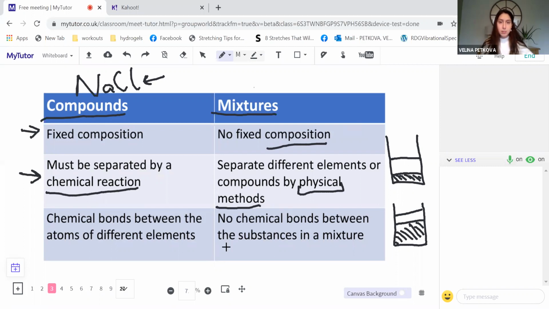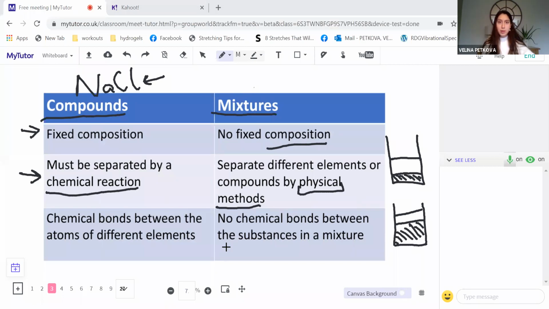Any questions about mixtures? Is cake batter a mixture? Yeah, it is. There are no chemical bonds between your ingredients. Brilliant. Rock salt, that's also a mixture. Great ideas.